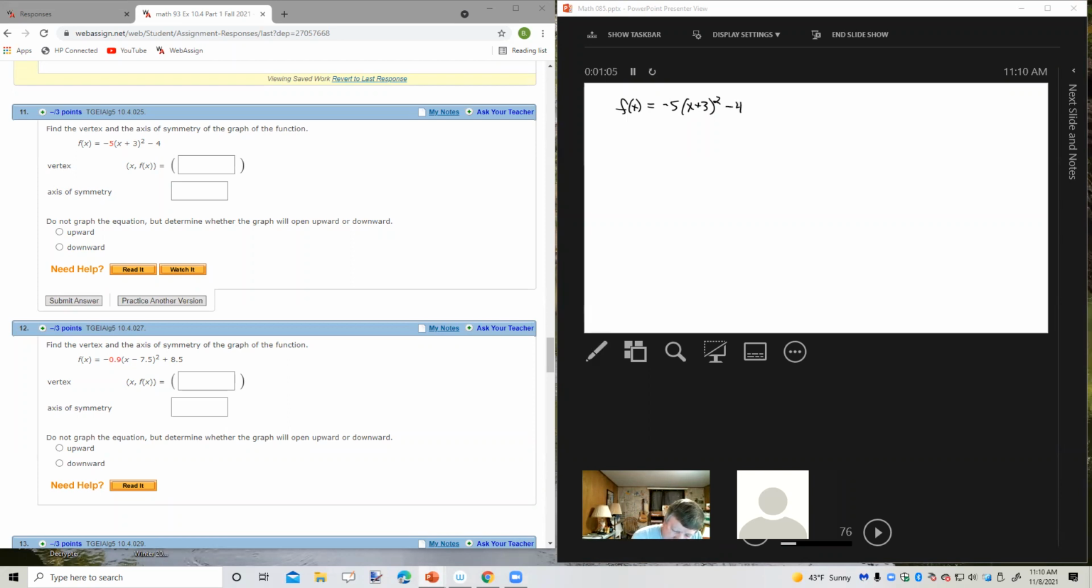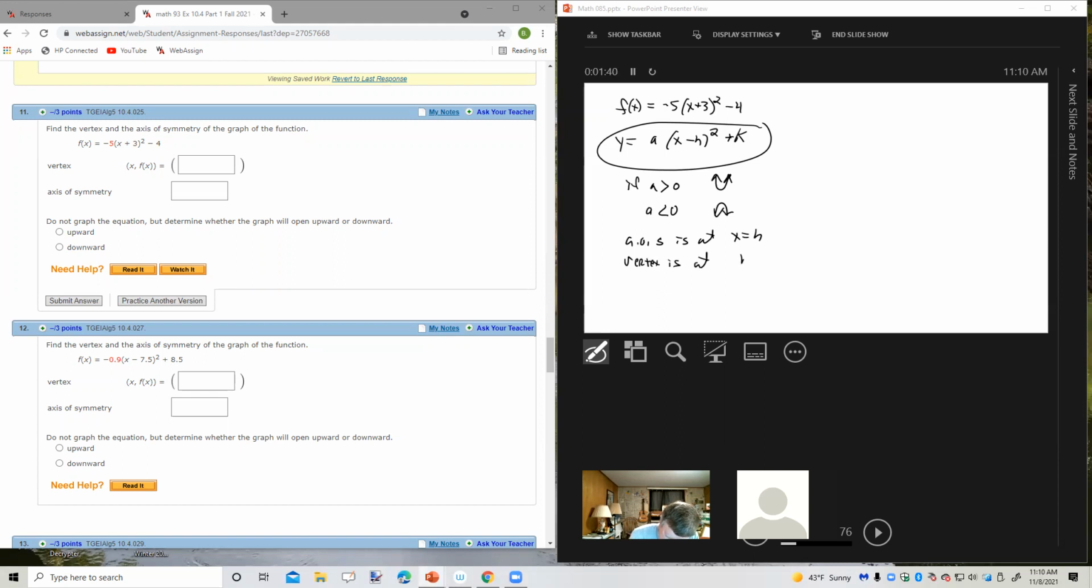Okay, so the form of our equation is y equals a times x minus h squared plus k. That's the formula that's in the background of what we're using here. This is what we know from our examples. If a is greater than 0, the parabola opens upwards. If a is less than 0, the parabola opens downwards. The axis of symmetry is at x equals h, and the vertex is at (h, k).